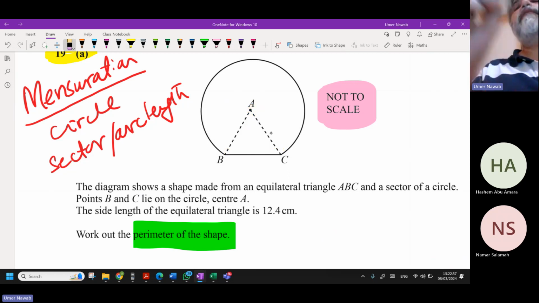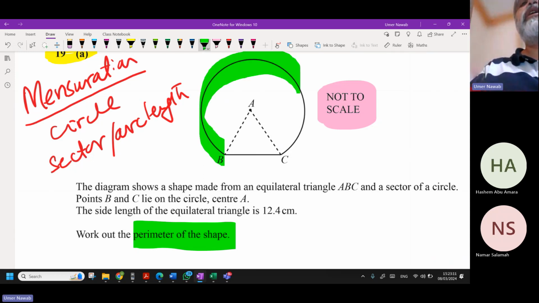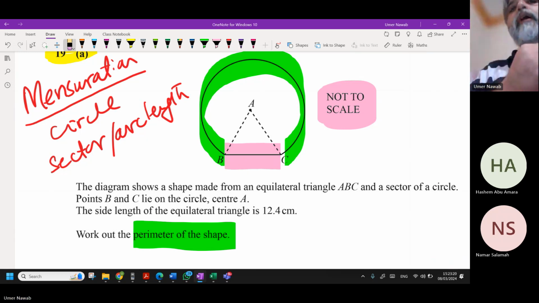So perimeter, if anyone asks you, what is a perimeter? Perimeter is that length which is covering the region. Here, BC major arc, and the chord BC, not the arc. He's not considering the BC arc. No, he is considering the BC line, which is a chord. So I need to know the BC line, and I need to know the BC arc.